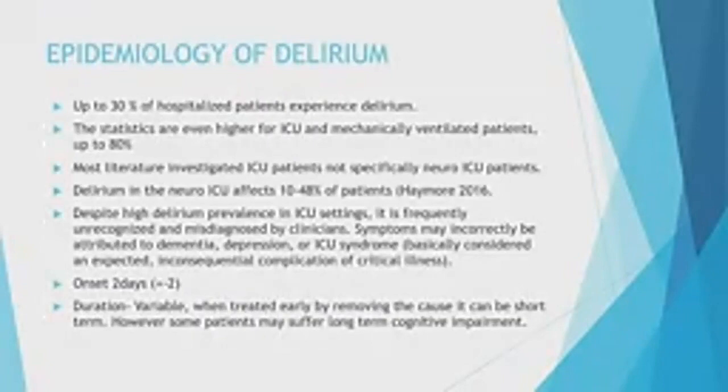Epidemiology: up to 30% of hospitalized patients have been reported to develop delirium. The statistics are even higher for ICU and mechanically ventilated patients, up to 80%. I mean, that's pretty big. Most literature investigated so far doesn't really cover neuro ICU patients, but it's extrapolated from general ICU. And despite high delirium prevalence in ICU settings, it is frequently unrecognized and misdiagnosed. Symptoms may incorrectly be attributed to dementia, like I mentioned earlier, depression, or ICU syndrome, which is basically considered to be an expected inconsequential complication of critical illness.